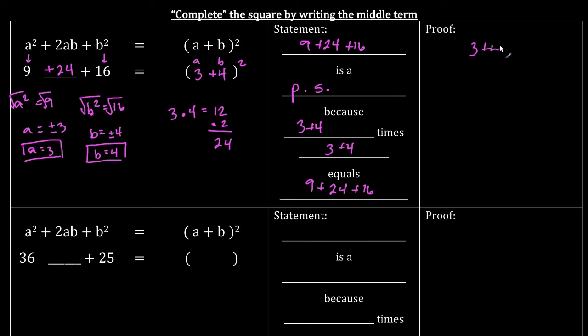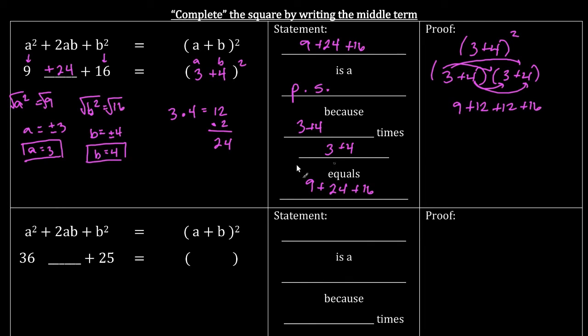3 plus 4, don't forget the squared, is really 3 plus 4 times 3 plus 4. 3 times 3 is 9, 3 times 4 is 12, 4 times 3 is 12, and 4 times 4 is 16. So we have the 9, we have the 16. Remember, we can just combine the two middle terms: 12 plus 12 is 24. Remember that the reason it's a perfect square is because we multiplied the same thing times the same thing to get this. Let's try it again.